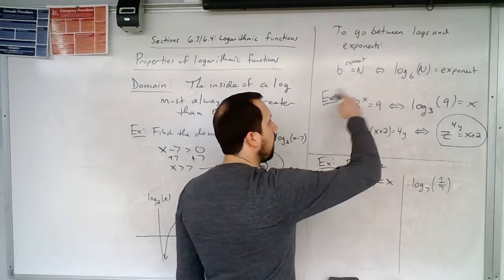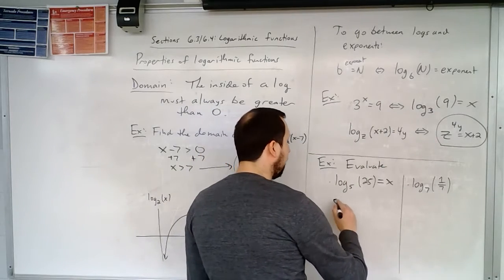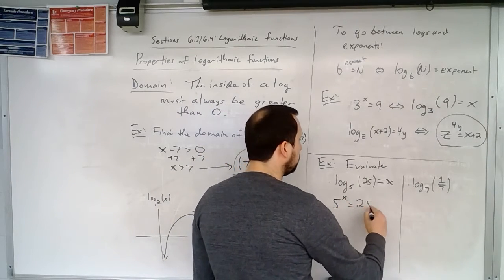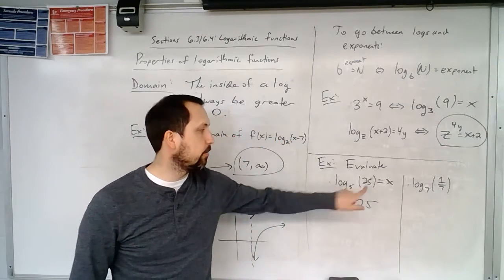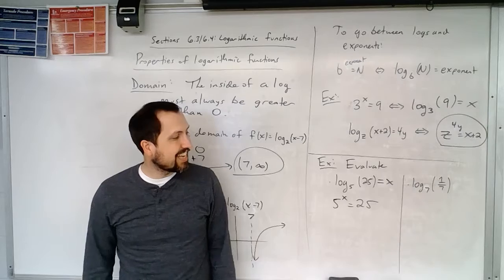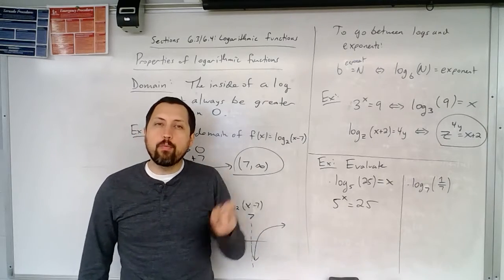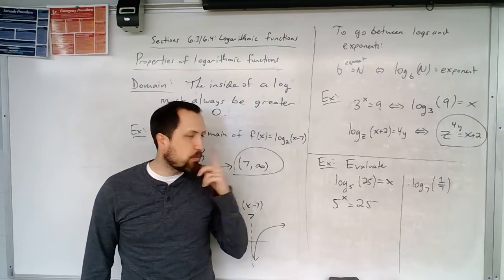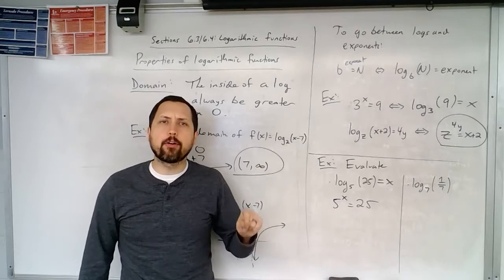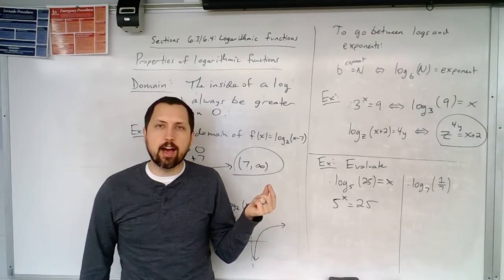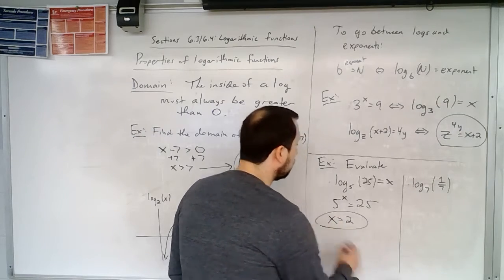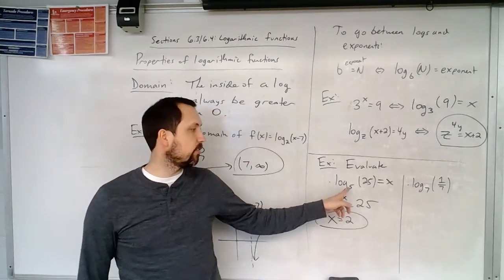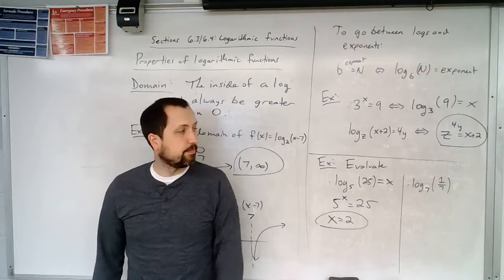So I introduce an equals x, and now I'm going to change this into exponential form. So using this property back and forth, I have 5 raised to the x is equal to 25. Now, this statement, hopefully you can now think about: what is x? What power do I raise 5 to get 25? Well, you should come up with x is equal to 2. So that is my answer. Log base 5 of 25 is 2.